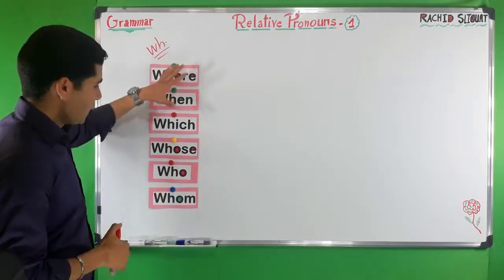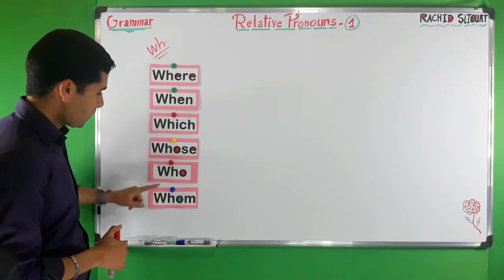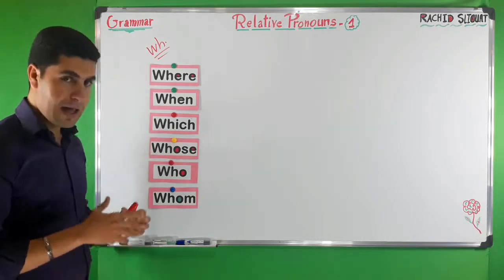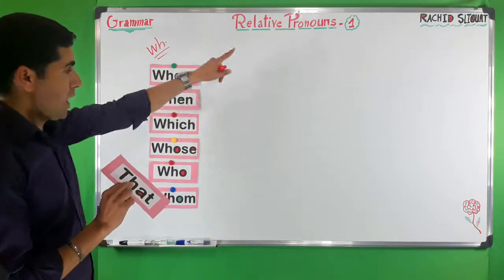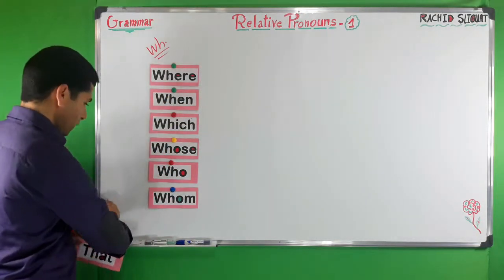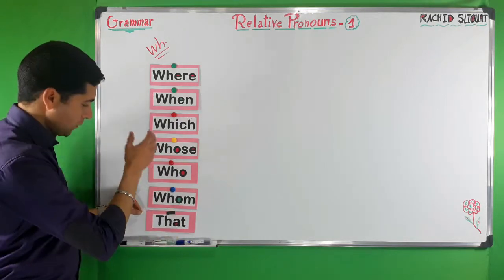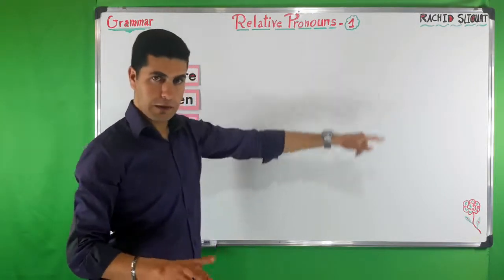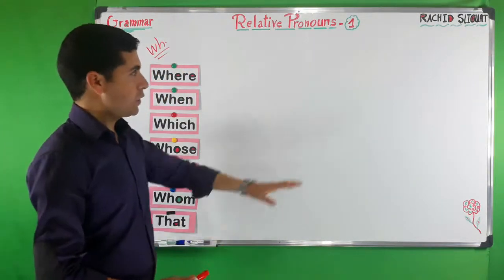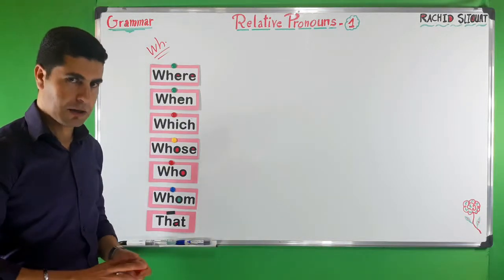Alright, so these are the relative pronouns: where, when, which, whose, whom, and who. We can also add that, which is also a relative pronoun. So these are the most important relative pronouns we have. And as you can see, this is number 1. We will have 2 episodes about relative pronouns.